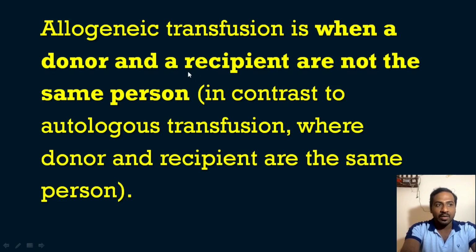Allogenic transfusion is when a donor and a recipient are not the same person. Allogenic means the donor will be different from the recipient. And autologous transfusion means the donor and the recipient are the same person. That means the blood will be taken from the same person and the same blood will be transfused to the same patient. So this is the difference between allogenic and autologous transfusion. That was the first question. Moving on to the second question.